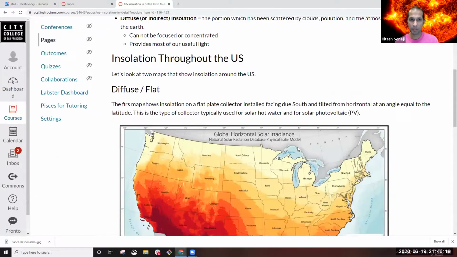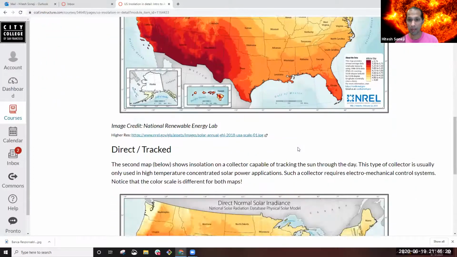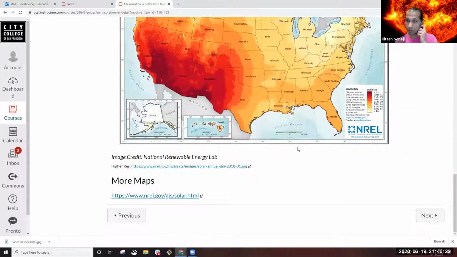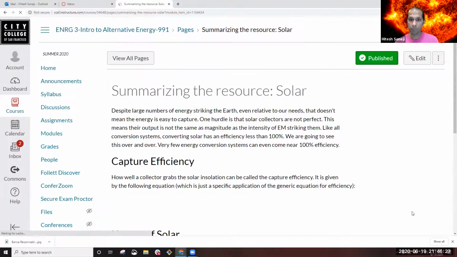So we talk about a bunch of different insolation here. There's also a couple maps. Please make sure you try to understand these maps. There's a bunch of questions about these maps and the comprehension checks. Make sure you get to know them.